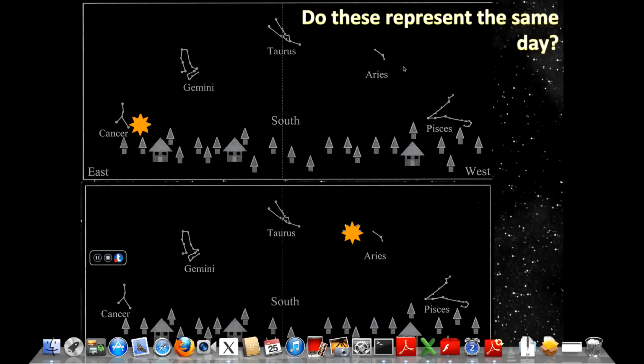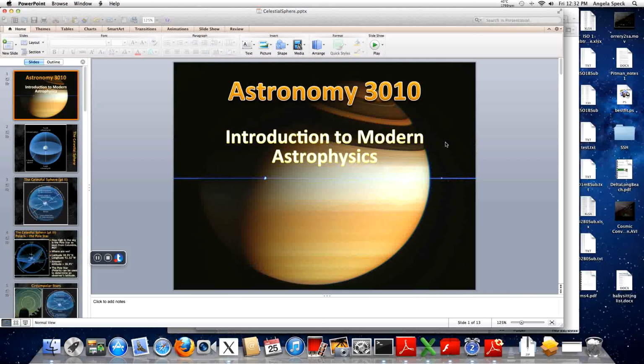Now, are these the same day? So here we've got the same set of constellations in the sky, and we've got the sun in Cancer here, and in Aries here. Actually, this one would be sometime around March or April, and this one would be July. Remember that the sun stays in Cancer over the course of a single day, so all the constellations rise and set along with the sun.